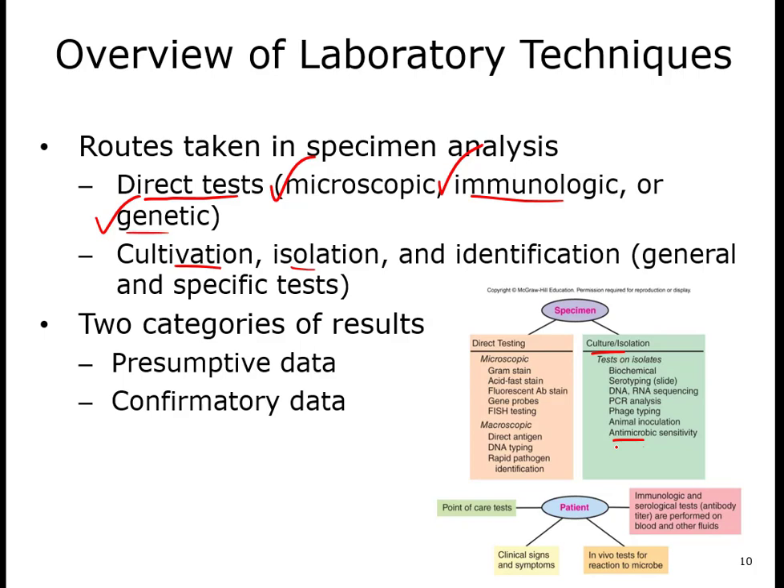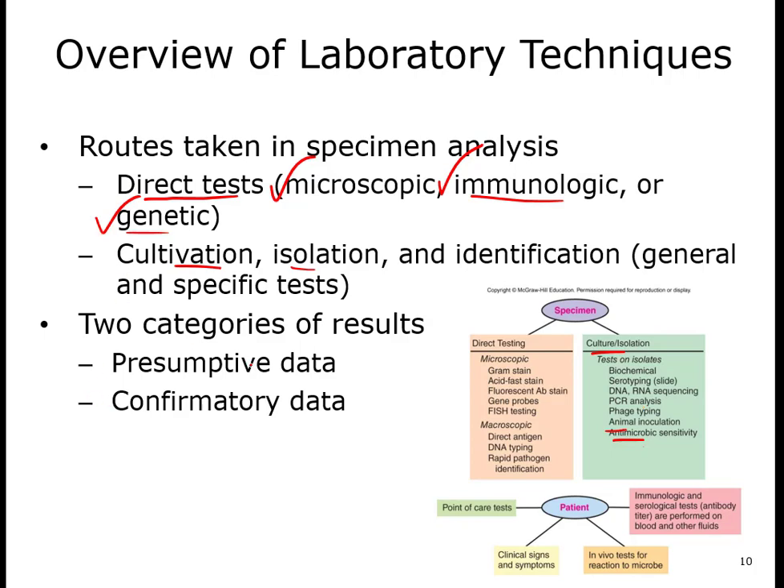If you had to grow the bacteria in an animal, because a lot of bacteria don't grow in the lab on agar, you have to actually put them in a living organism. So if there needed to be an animal inoculation, that would take several weeks in order to identify the pathogen. So it always just depends on what we're working with.